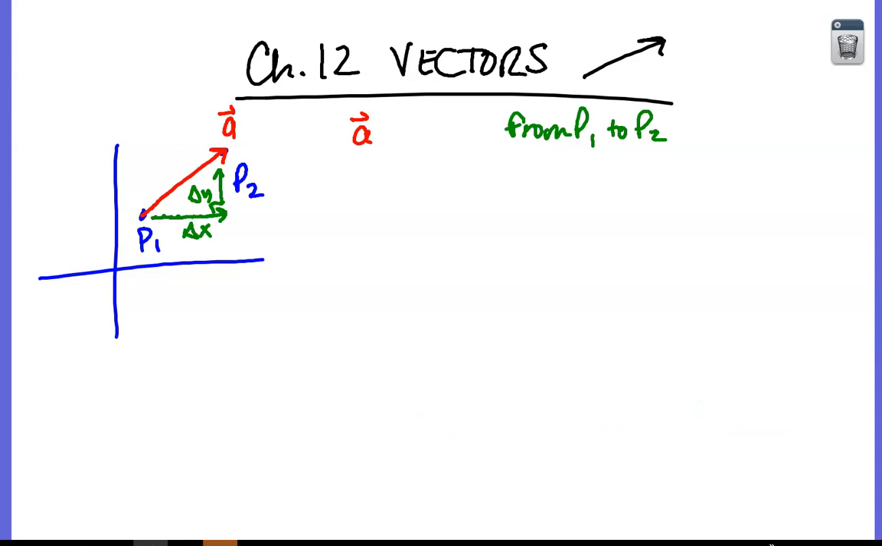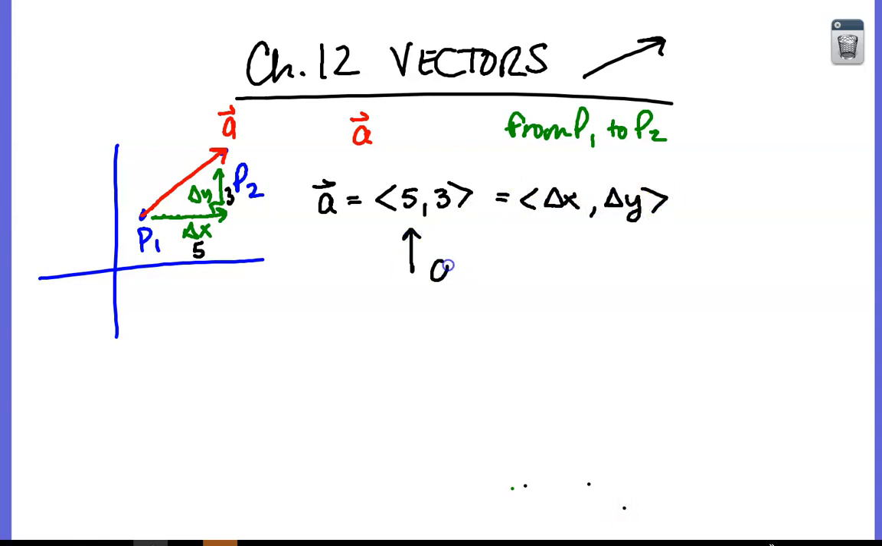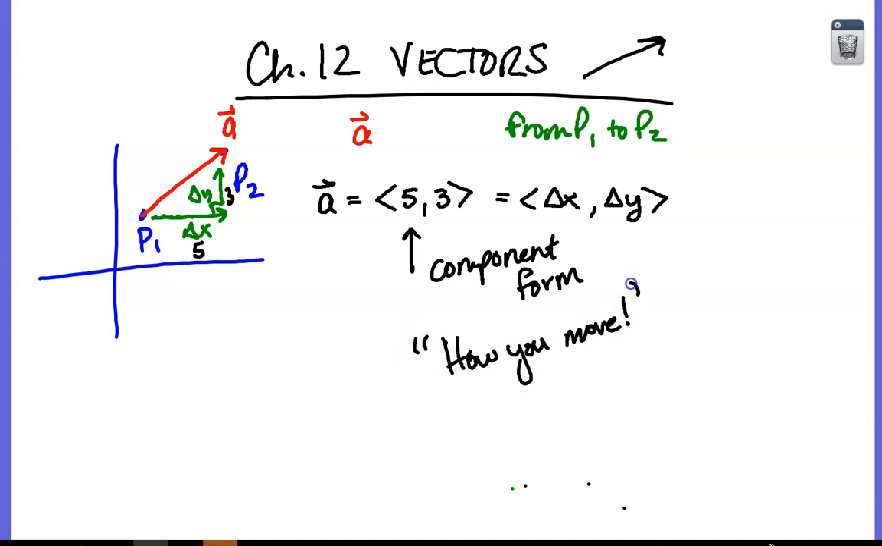And so not only can I give it a name, but I can express the movement that I take to get there. So I could say vector A, for example, if this direction was 5 and this was 3, then I could say vector A goes 5, comma 3, meaning the change in x is 5 and the change in y is 3. So this is called component form. And it gives you how you move. That's really important. It's giving you how you move. Okay. So that's generally kind of a vector.